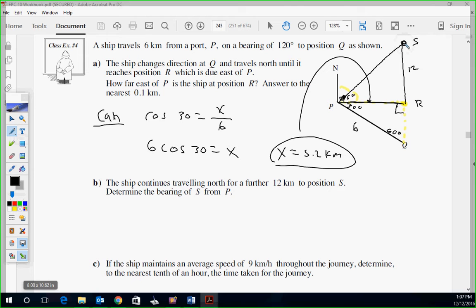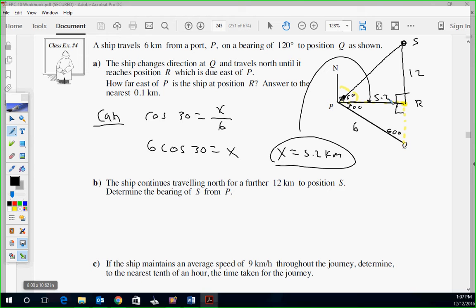Well, we know that this is 12. We know that's a right angle. What else do we know? Yeah, we know the side and the bottom. We just found that, didn't we? This is 5.2. So we can figure out this angle, and then it's going to be 90 minus that to get this angle.